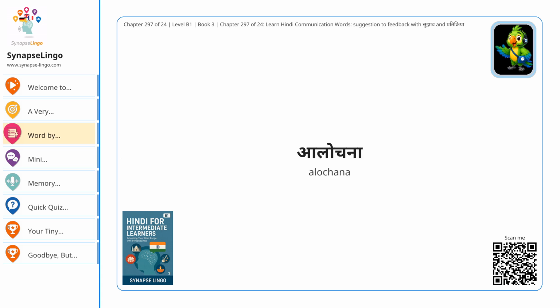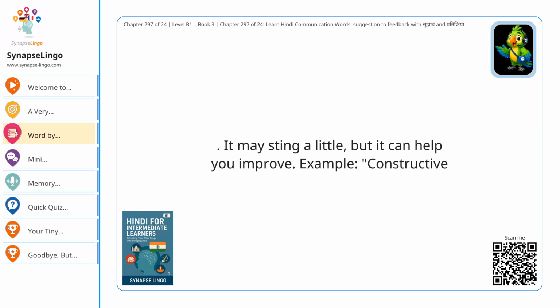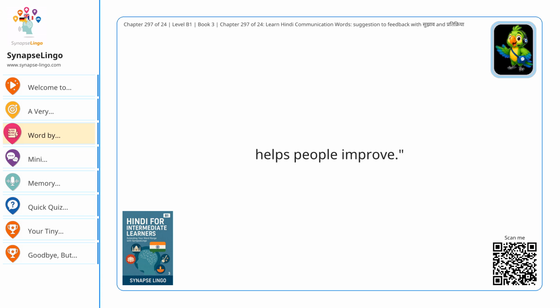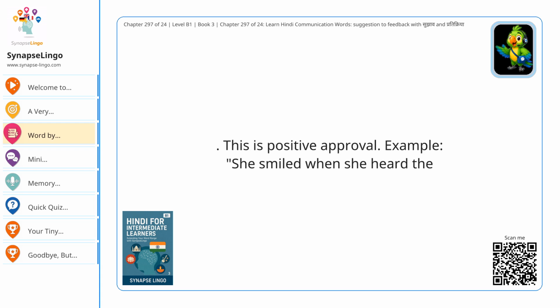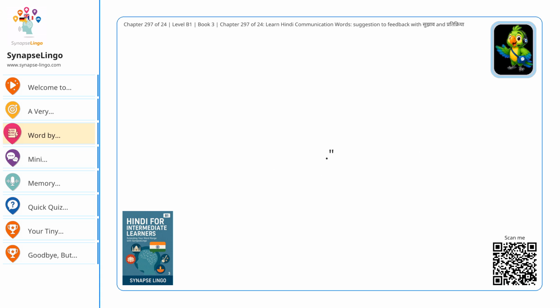Criticism. आलोचना. It may sting a little, but it can help you improve. Example: Constructive आलोचना helps people improve. Praise. लोभ. This is positive approval. Example: She smiled when she heard the लोभ.